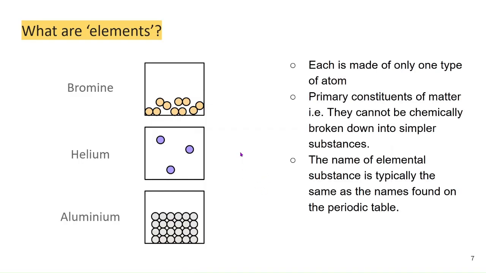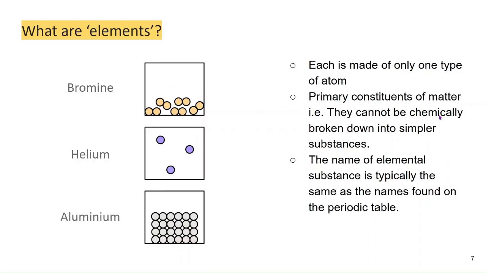But elements, let's get sort of a definition here. Each is made of only one type of atom, right? We can see that in all of these examples. Just bromine, just helium, just aluminum. The primary constituents of matter is what an element is, right? So they can't be chemically broken down into simpler substances. You may know that there are smaller things than an atom, but those are fundamental building blocks, and they don't have the same properties as elements.